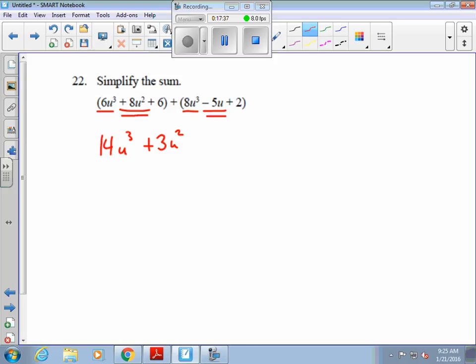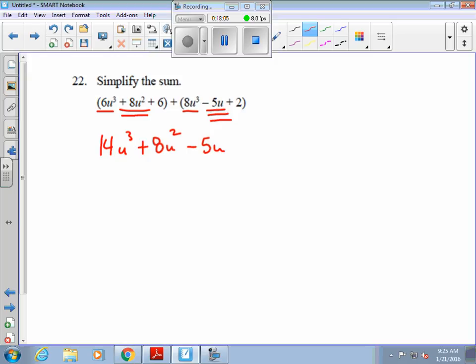Then there's no u to the first power. Oh, I just made a mistake. Look what I just did. 8u squared is the only u squared. There's no u squared on the second one. Don't do what I just did. So since there's only one of them, it'll just be plus 8u squared. Then there is a negative 5u to the first power. That's the next degree. So again, minus 5u to the first power.